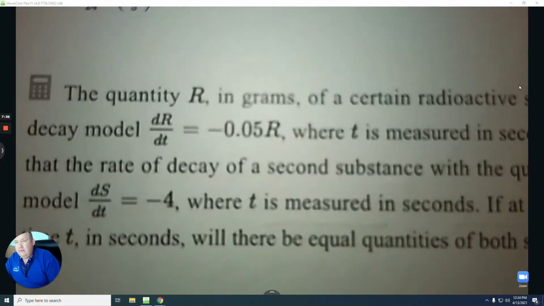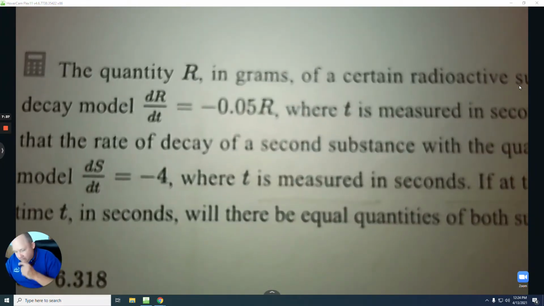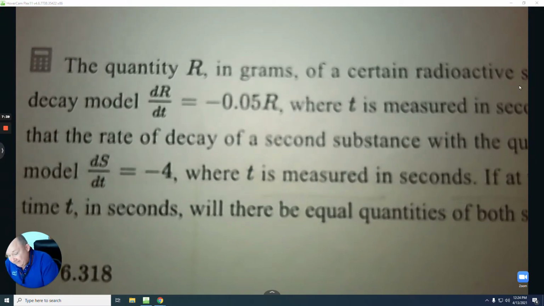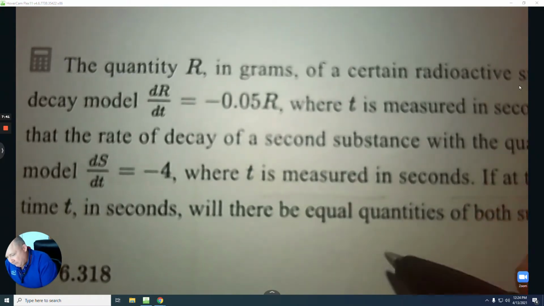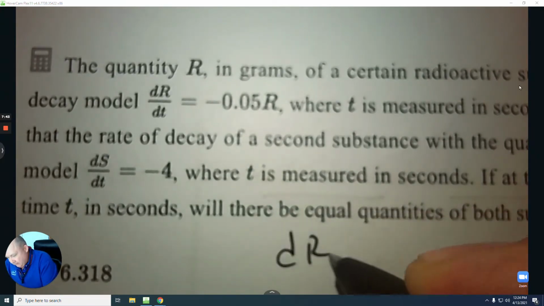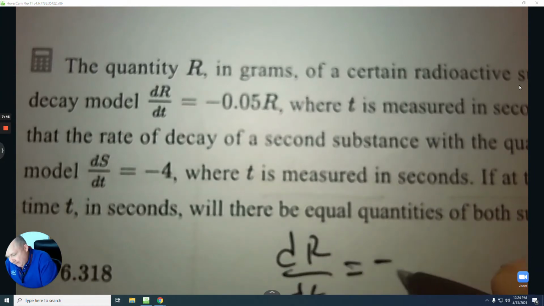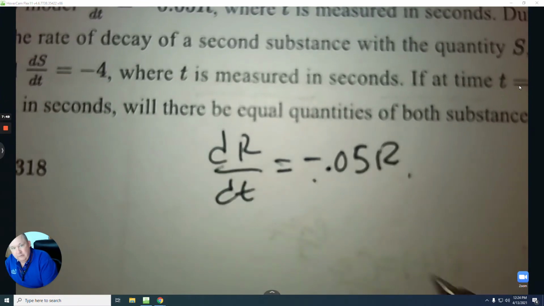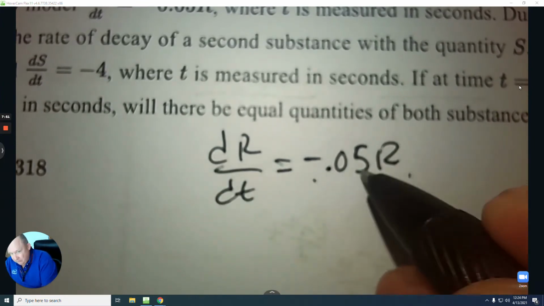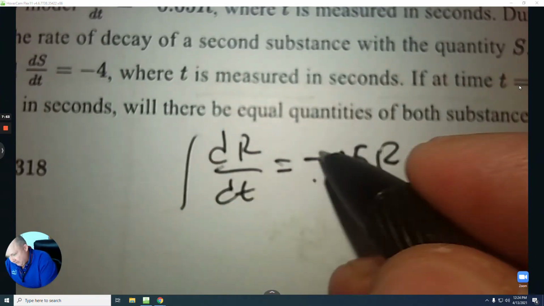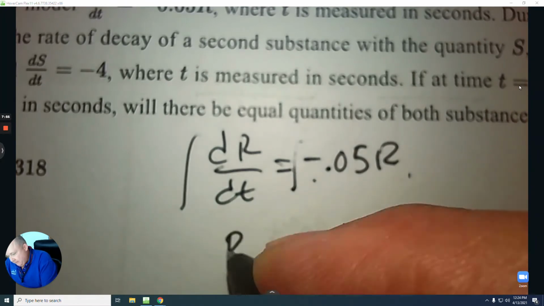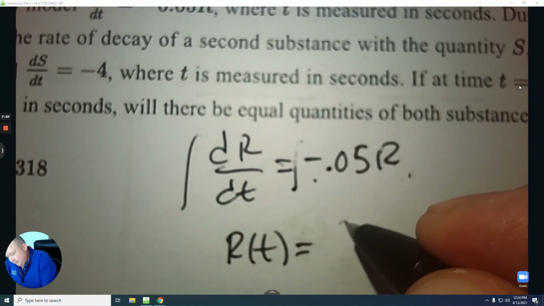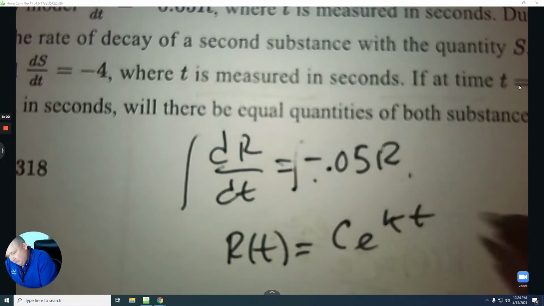Six, I need a calculator. The quantity R in grams of a certain radioactive substance decreases according to that exponential model. So I have dR/dt equaling negative 0.05 R. This is proportional to itself, and that is k, the rate that you're looking at. So when I integrate this, it's going to be C e to the kt. That's what it's going to look like.